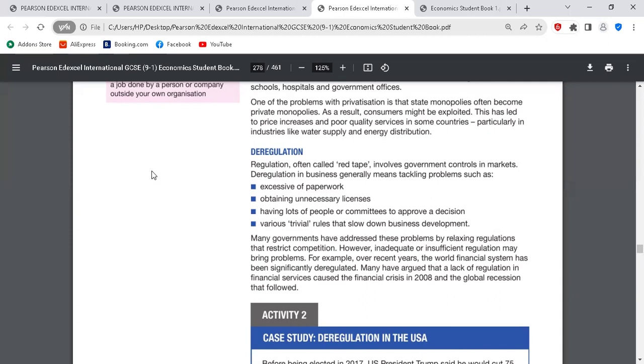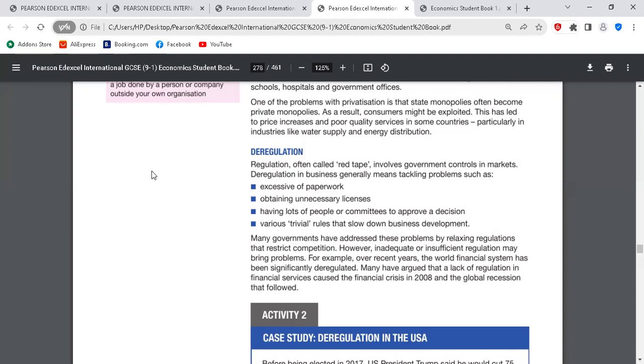Excessive paperwork would be reduced. Obtaining unnecessary licenses: just give them what is needed and stop giving them different licenses before they can operate. Having lots of people or committees to approve a decision. These are what deregulation will address. Stop having a lot of directors in the public sector before a small business or a private sector business will be able to establish. Don't waste their time. When you waste their time, they lose interest. And as a result of that, output reduces.